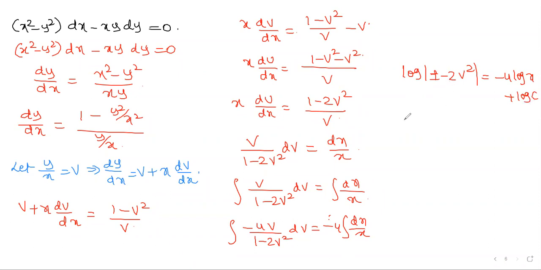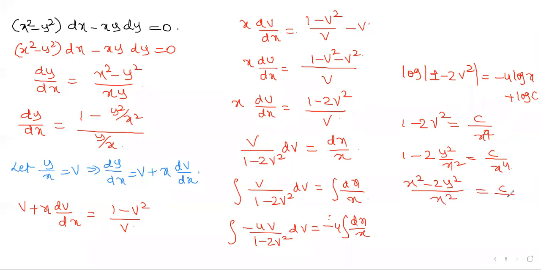So same as before, directly 1 minus 2v square is equals to c by x power 4, and substituting here, 1 minus 2 into y square by x square is equals to c by x power 4. With x square as the LCM, (x square minus 2y square) by x square is equals to c by x power 4. Cancelling here, it becomes x square. Here the multiplication. Final answer is therefore x power 4 minus 2x square y square is equals to c.